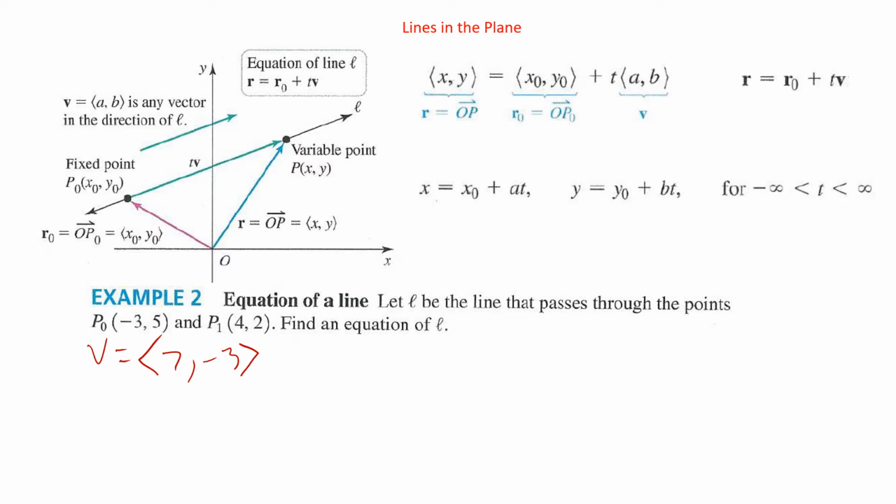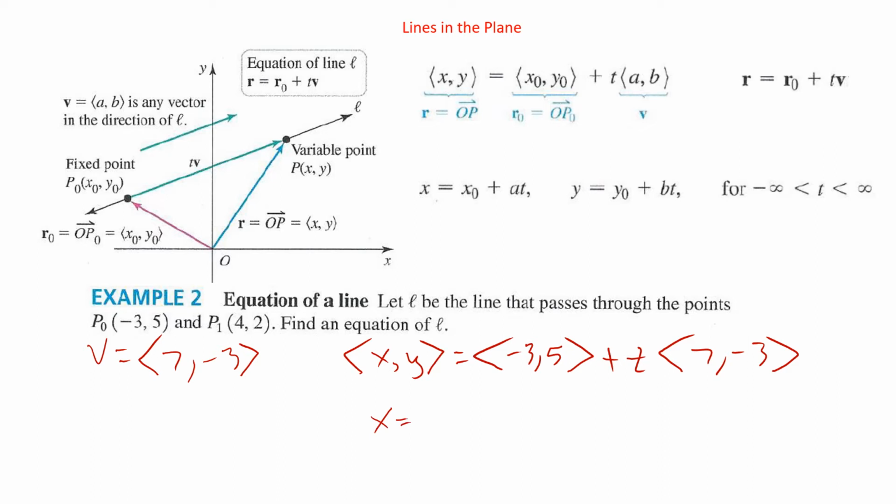We have our p naught. We can turn that into a vector to get x comma y. Vector xy will equal negative 3 comma 5 plus t times 7 negative 3. There we go. We could change that into parametric if we wanted to. X equals negative 3 plus 7t. Y equals 5 minus 3t.